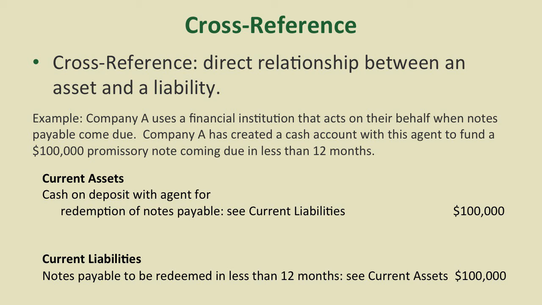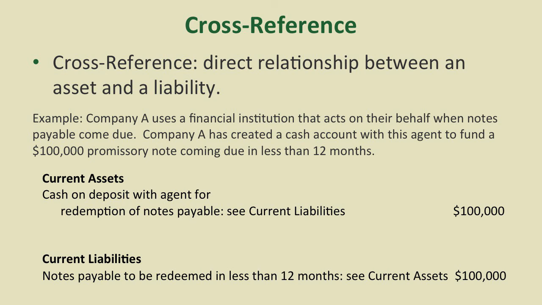The third technique here is called cross-reference. Simply speaking, cross-reference just tells you the relationship between the asset and the liability account on your balance sheet, of course. So let's see this example. This particular company A has a notes payable in their current liability to be redeemed in less than 12 months. And also this company has created a cash account with the financial institution to fund this $100,000 notes so that it will be able to pay off those notes within 12 months.